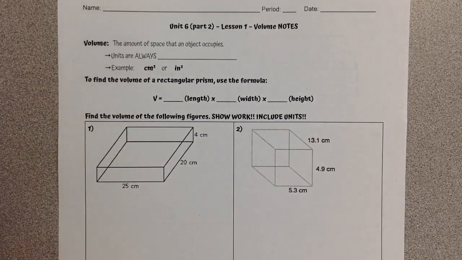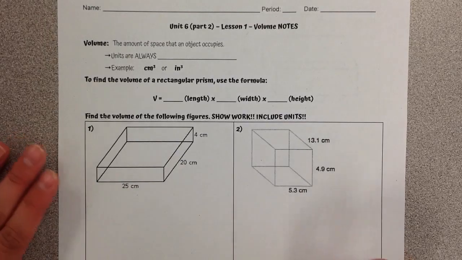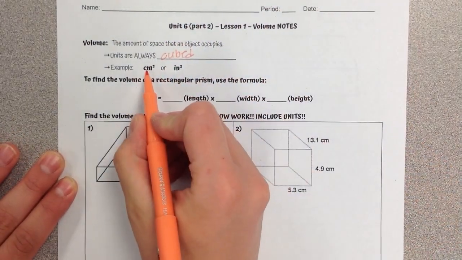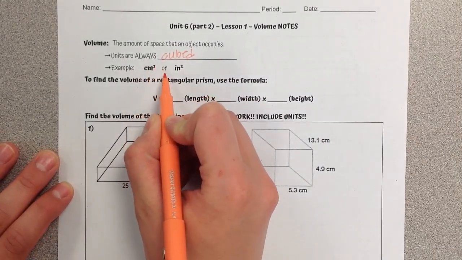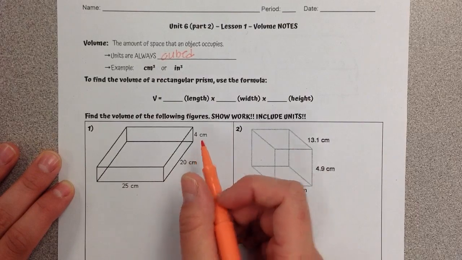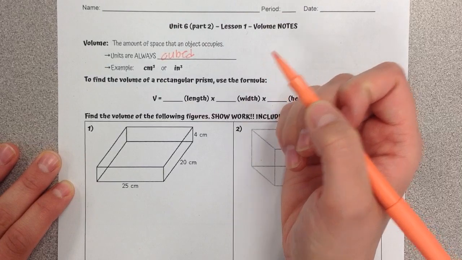All right, we're moving into Unit 6, Part 2, and our first lesson is on volume. So volume is the amount of space that an object occupies. Units are always cubed. So for example, if we were working with centimeters, your answer would be centimeters cubed or inches cubed. You can remember this because you're going to be multiplying three numbers, and now we're working with three-dimensional shapes, so your answer should be cubed.